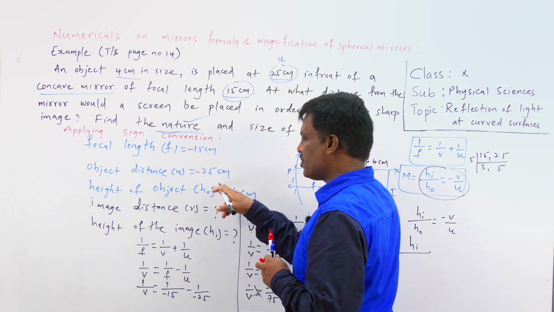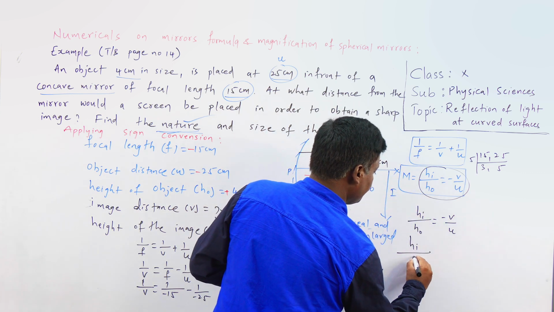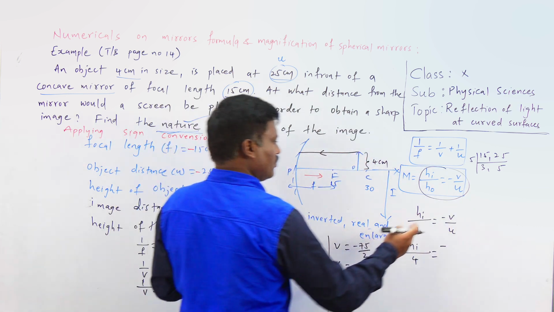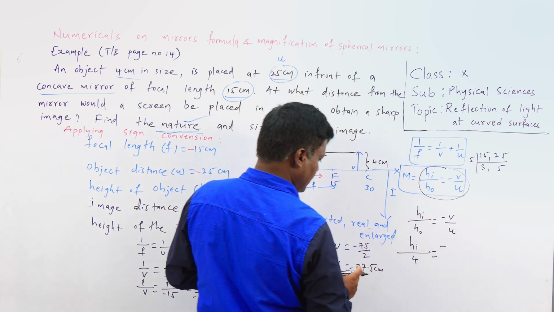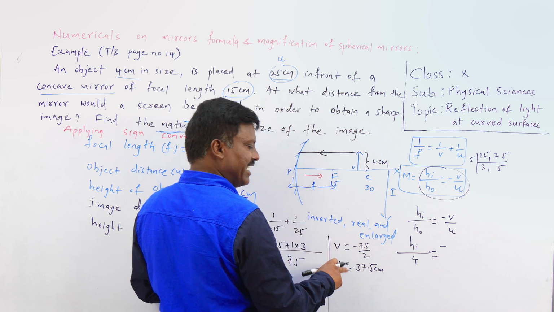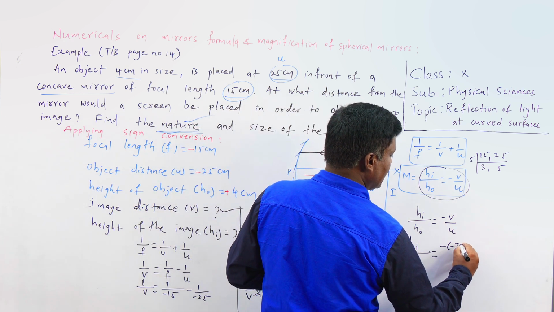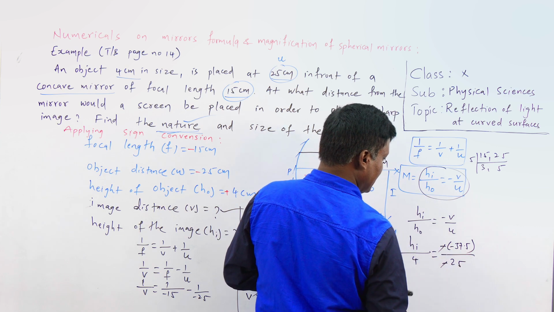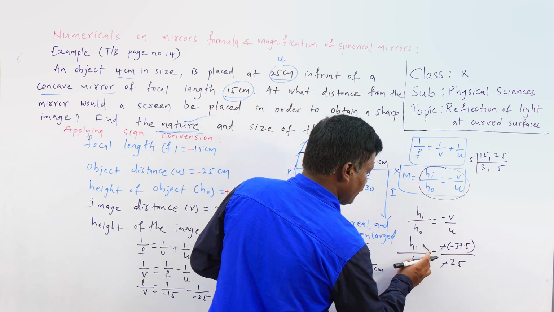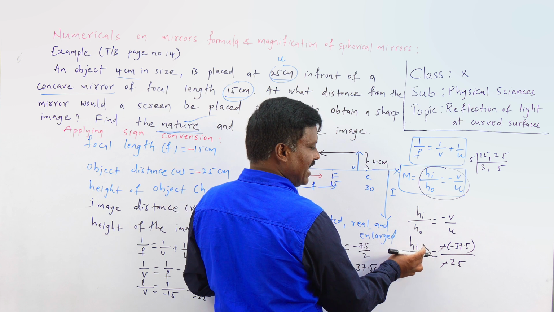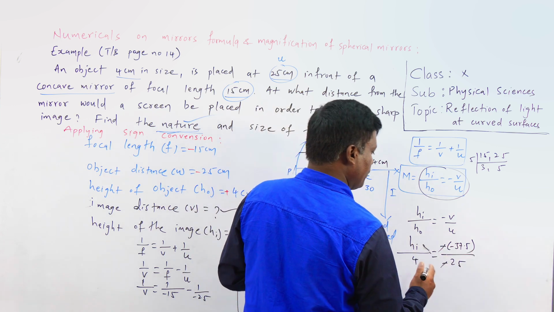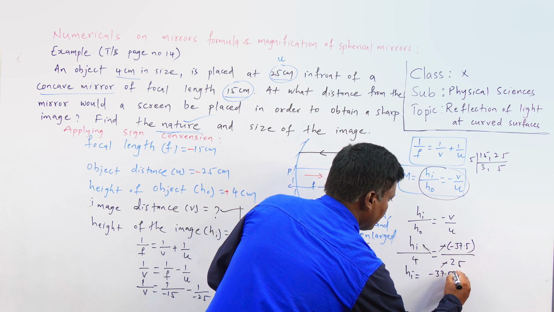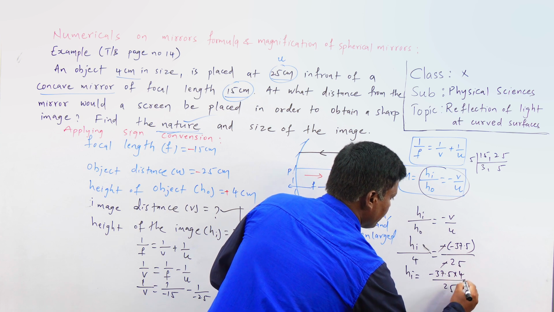Height of the object is 4 centimeters, is equal to minus v by u. The v value is already negative, so this minus is in the formula. We have to take the v value including the negative sign. So minus of minus 37.5 by the u value, minus 25. This minus gets cancelled. Then this 4, which is on the left hand side, dividing the height of the image, if you transpose to the RHS, it multiplies this number. So height of the image is equal to minus 37.5 into 4 by 25.